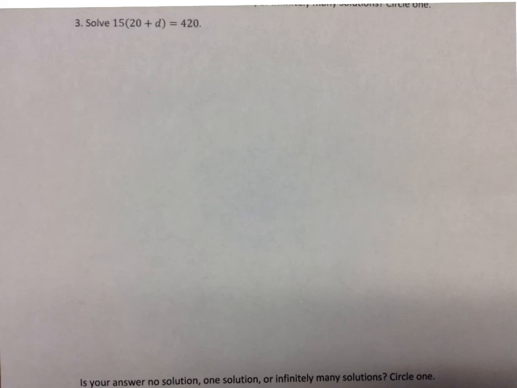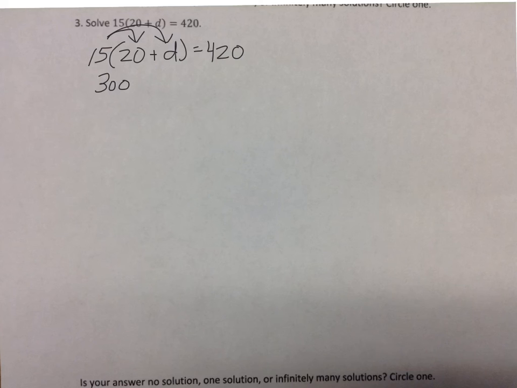All right, so for the last one, I'm going to go ahead and rewrite this just so it's a little bit bigger. It's a little small on my paper. Okay, so the first thing I'm going to do is the distributive property. Okay, so 15 times 20, that's going to give me 300. Then I'm going to do 15 times d, that's going to give me 15d. I'm going to bring the 420 down on the right side.